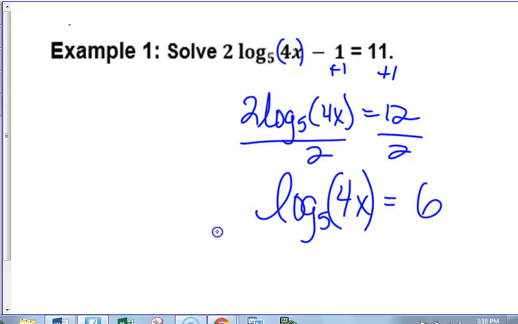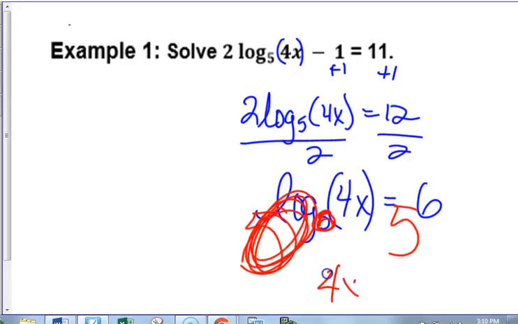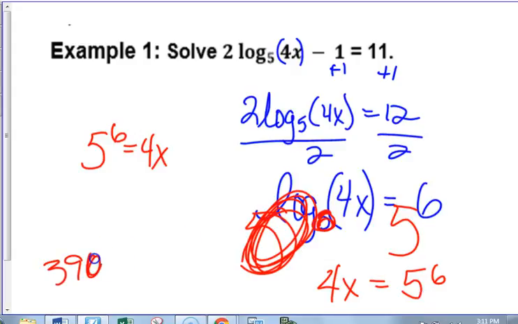So exponentiate means there's a base 5 down here, right? So we're going to put each side as an exponent of 5. The log base 5 and the 5 here will cancel each other out, and we just get 4x equals 5 to the 6th, which is what rewriting that would have meant. You get 5 to the 6th equals 4x. Same thing. I don't know what 5 to the 6th is. It's a big number. And then you divide that by 4. I got 3906.25. Is that what they have?